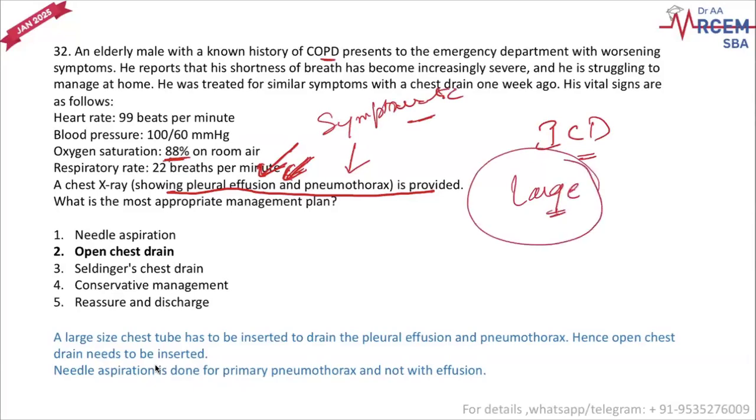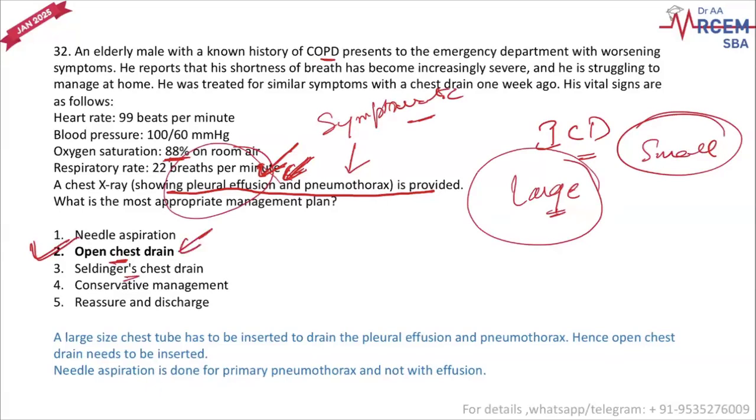The reason for the large size is because of the pleural effusion. In a small size ICD, the pleural effusion cannot be drained. Only air can be drained. That's why the open technique of placing a chest drain needs to be followed. Seldinger's technique, if you use it, you can place only a smaller size. So the right answer here is placing an open chest drain. Okay, that is what you need to remember.